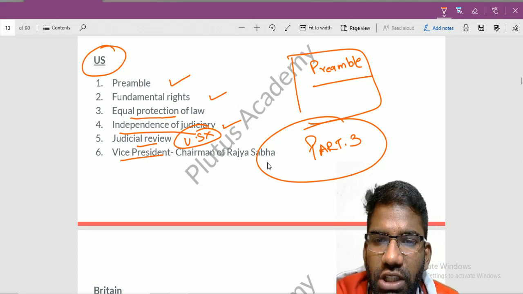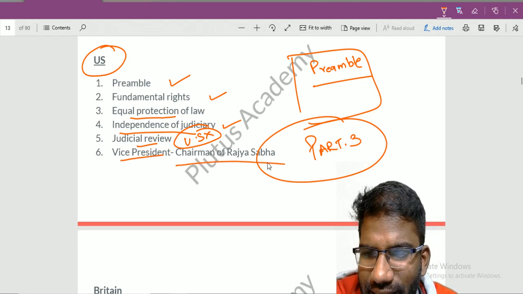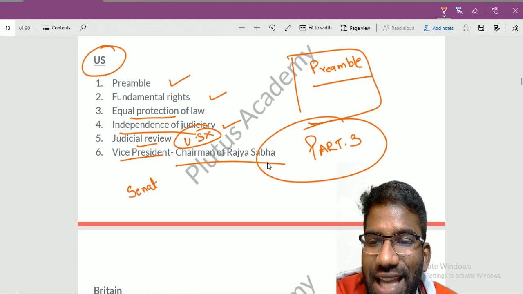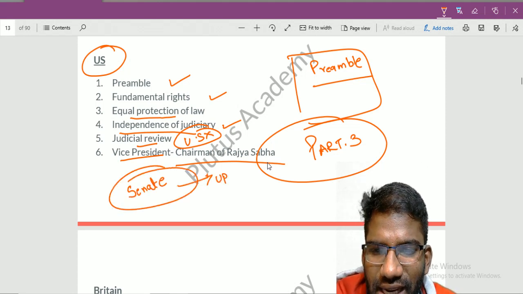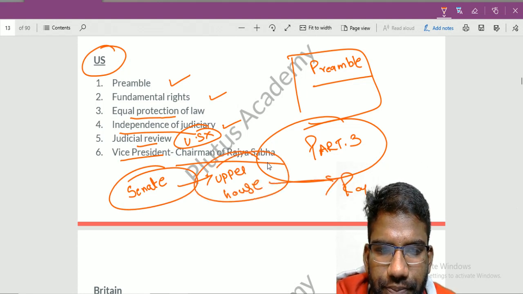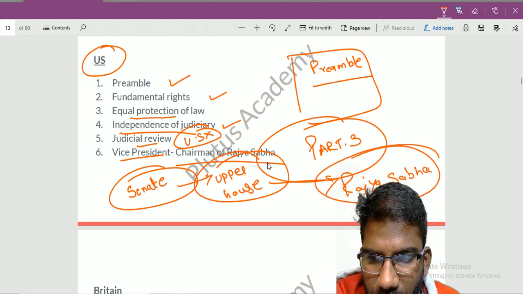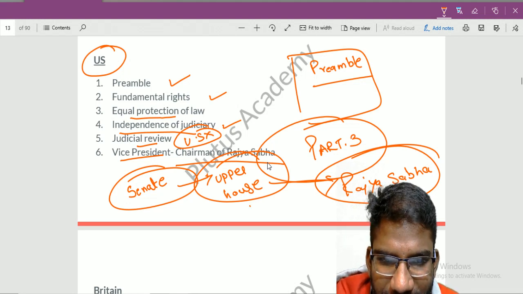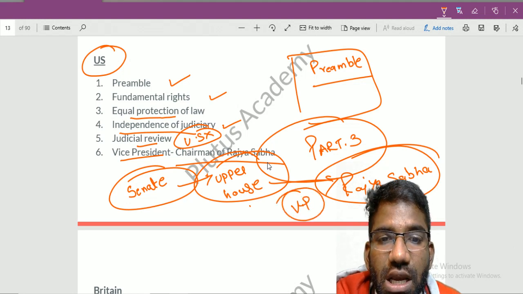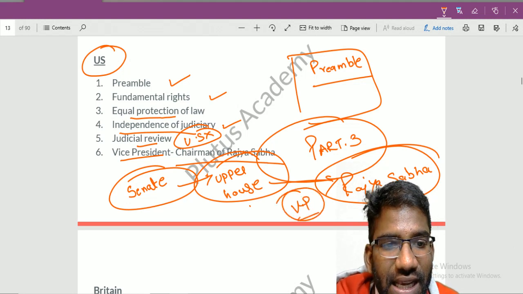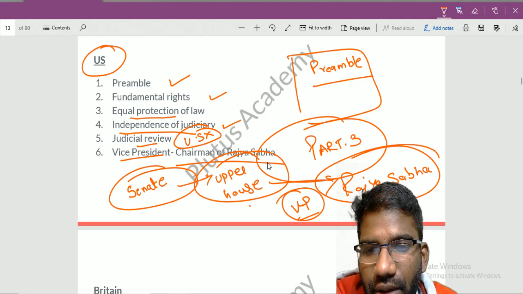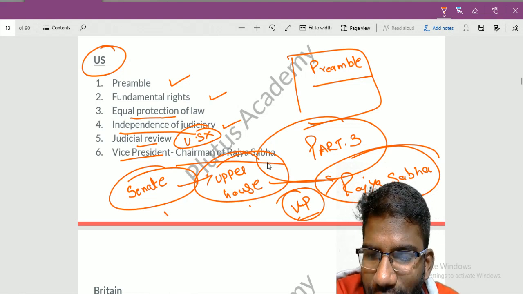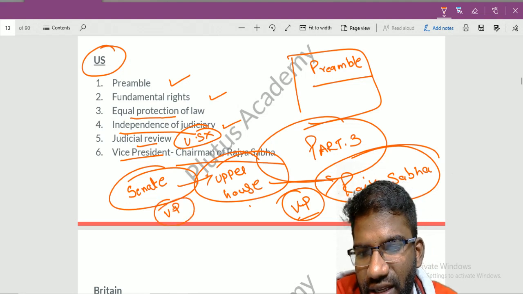Vice President, the chairman of Rajya Sabha. In the United States of America, the upper house is called the Senate, and in India, the upper house is Rajya Sabha. The vice president is the chairman of the upper house. At present, Venkaiah Naidu is our vice president and he is the chairman of Rajya Sabha. At the same time, the vice president of the US is the chairman of their Senate, that means their upper house.